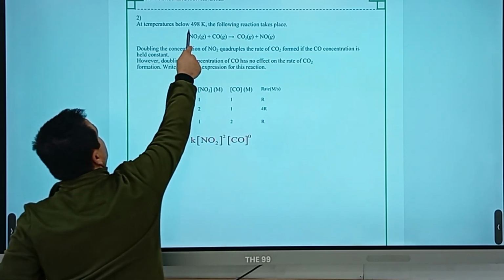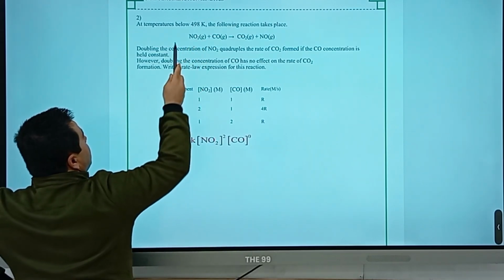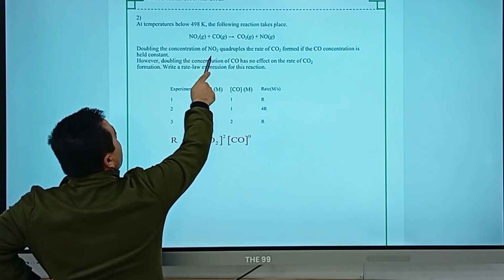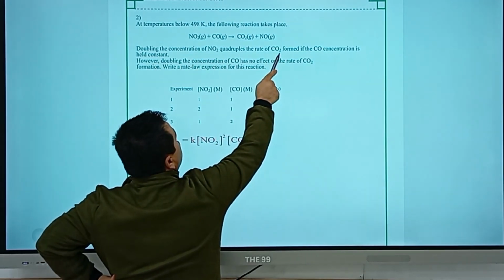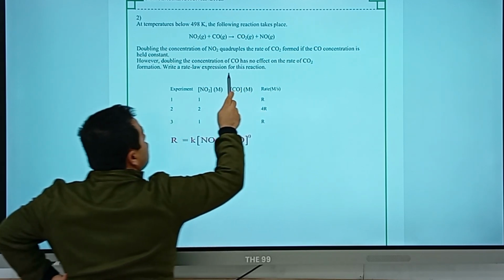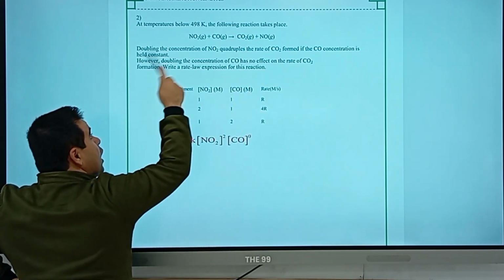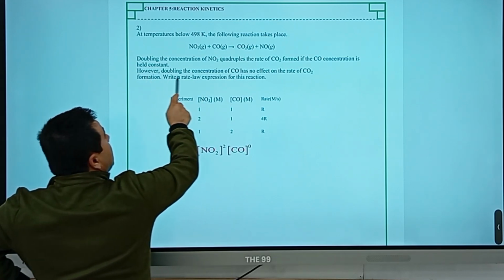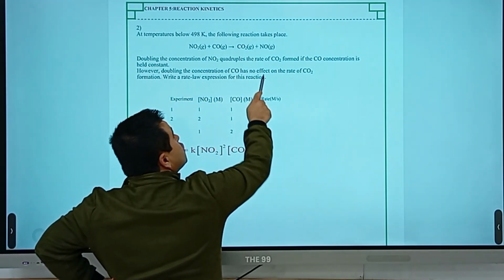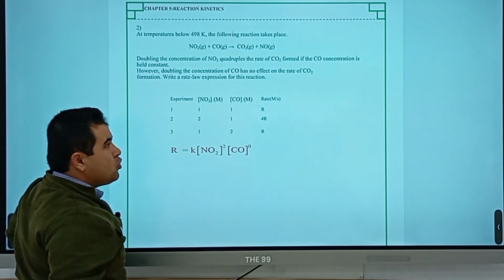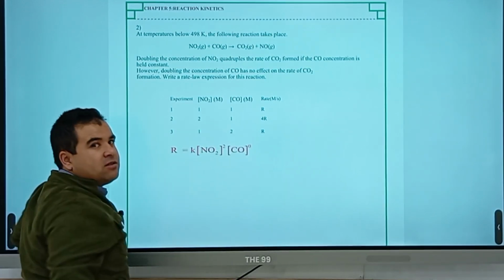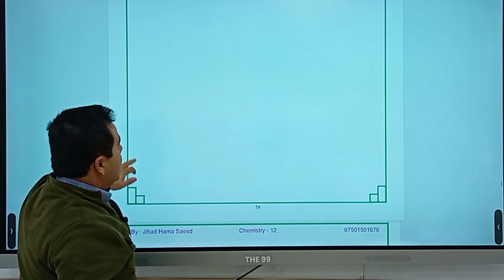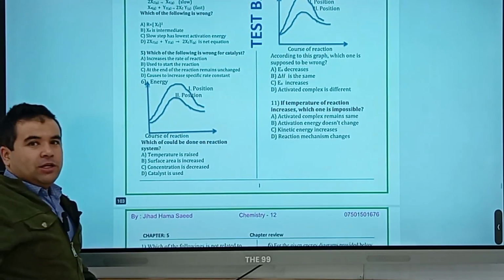At temperature below 200, this temperature is given. We have a reaction: doubling the concentration of NO2 quadruples the rate of formation of CO2. So it quadruples the rate, that means NO2 is squared. Here is given, however, doubling the concentration of CO has no effect on the rate of the formation of CO2. That means CO is order 0, or we can cancel it and not write it. That's the end of the section, guys.